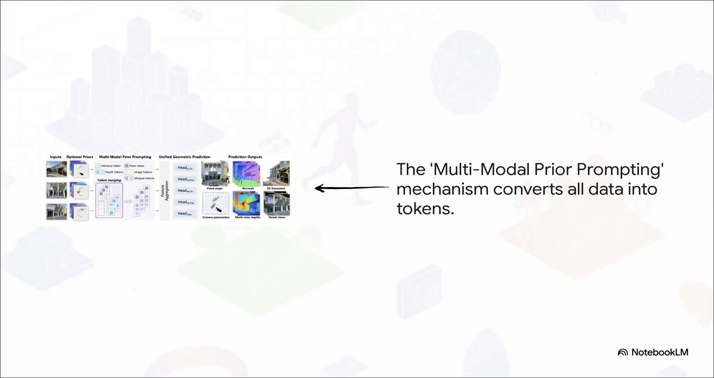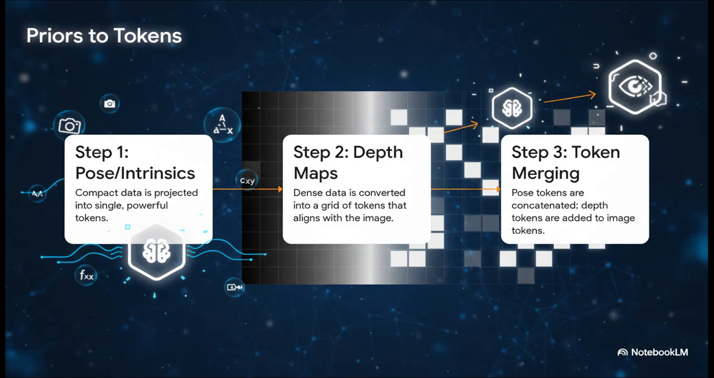Here's the challenge. An image, a camera position, and a depth map are all completely different types of data. You can't just toss them into a blender and hope for the best. The model needs a universal translator, a way to convert everything into a common language it understands. And for a big transformer model like this, that language is always tokens. And the way it translates this information is so clever.